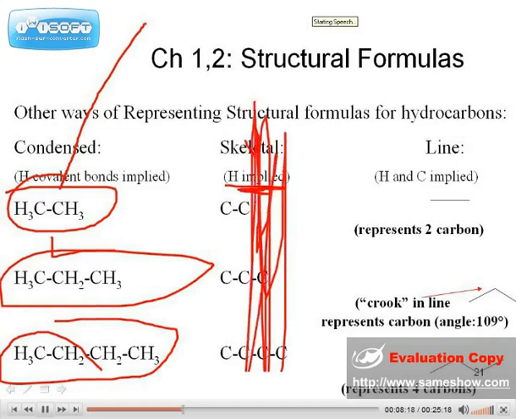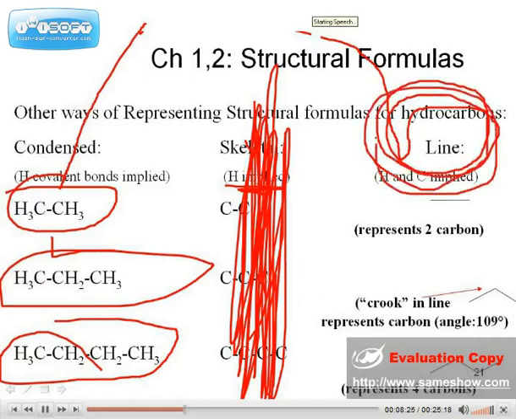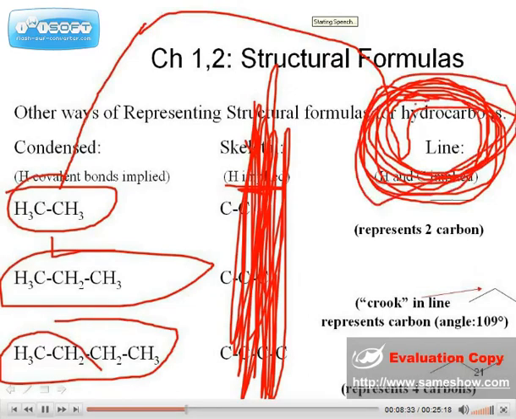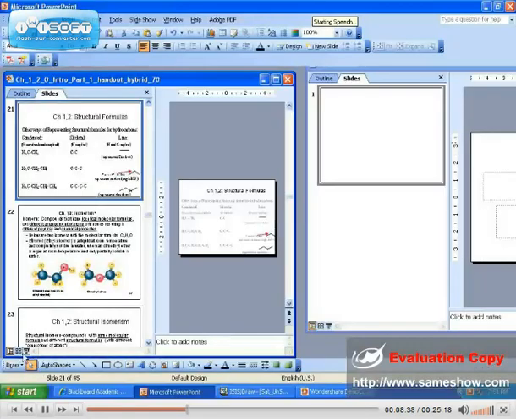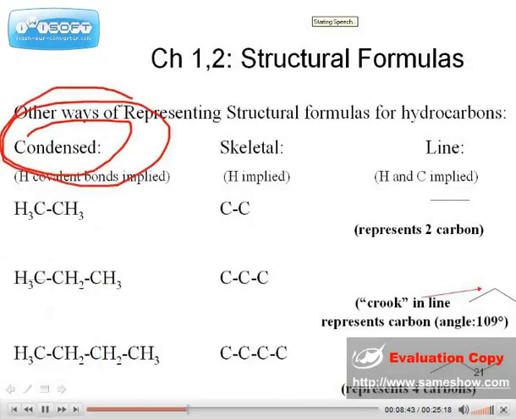Please cross this out because I'll never test you on the skeletal structure. And then finally over here we have the line structure. As the class progresses, these are my two absolute favorite ones. And I do ask you to go ahead and make that comment on the slide. The condensed and the line are my two favorite ones. We will use expanded, FYI, but those are the ones you really need to get down for the future stuff.